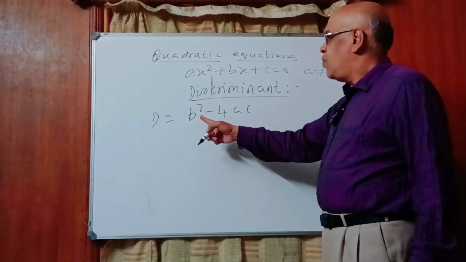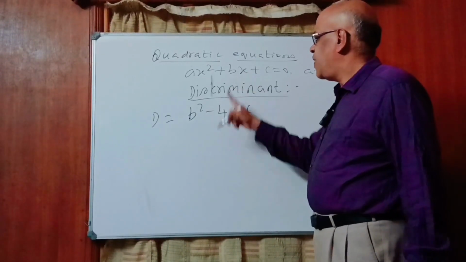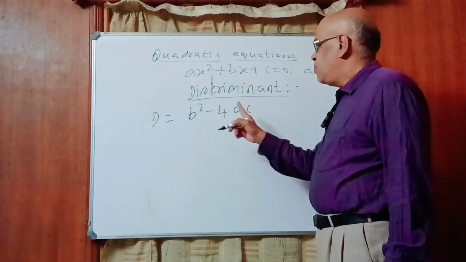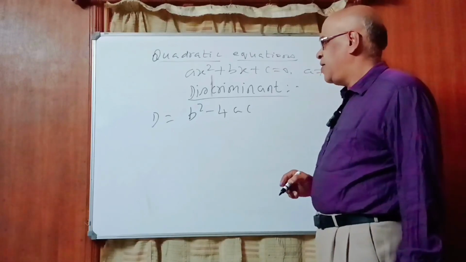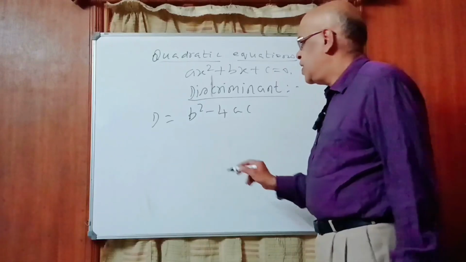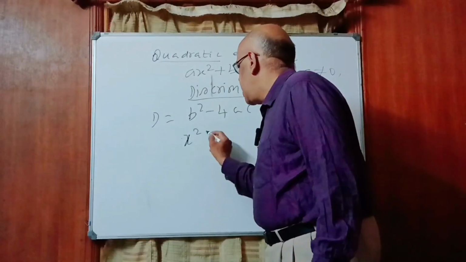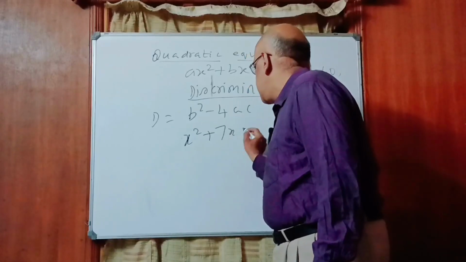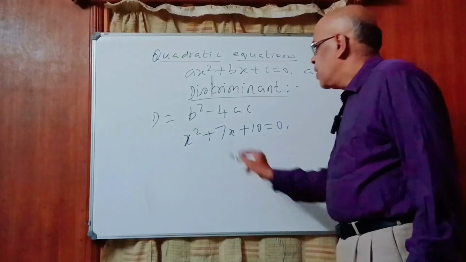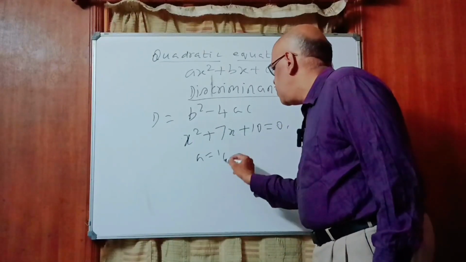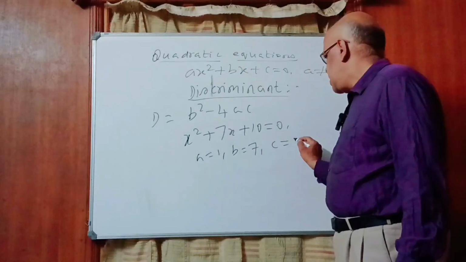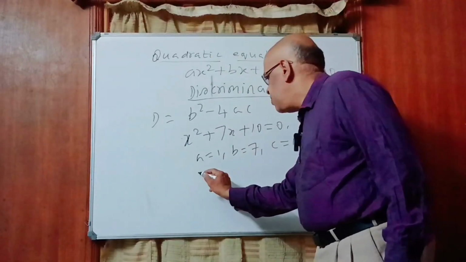Very easy, children. What is b? Coefficient of x. What is a? Coefficient of x square. c is the constant. Now b square minus 4ac is the discriminant. So a question will be asked: find the discriminant of the quadratic equation. For example, take x square plus 7x plus 10, which we solved yesterday. So find the discriminant. What is a value? 1. b value 7. c value will be what? 10.